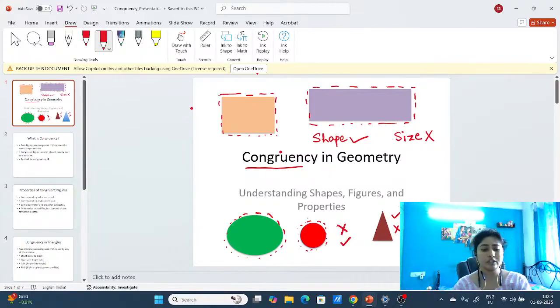Just put your one hand on the other. Just like this. So they have same shape and their sizes are also same, right? So that's why these two hands are congruent to each other. Whenever any figures have same size and same shape, they are called congruent. I think the definition is clear to you. Let us move to the next slide.